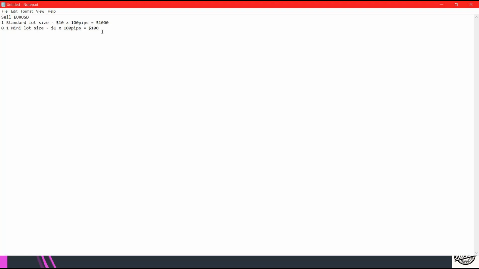100. So the next line is 0.01, which is the smallest one that we use to trade, called the micro lot size. What does that mean? It means that you're only entering the market with 10 cents. That's how much you're entering the market with. So 10 cents now times, let's say, 10 pips. How much is that? That's only how much?